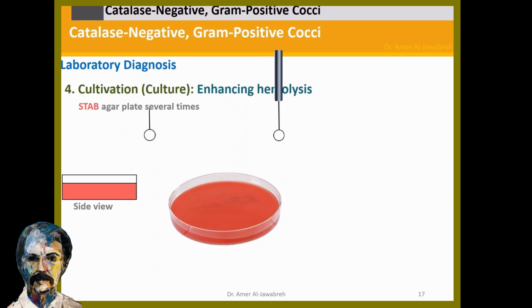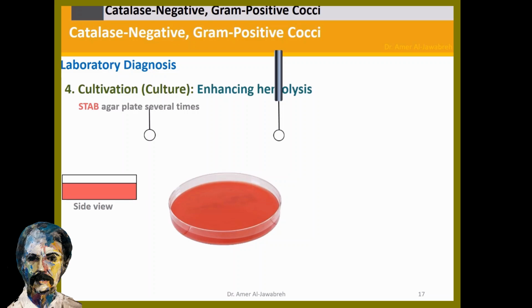Why? Because down below, oxygen is almost zero. So streptolysin O will work better than on the surface. Therefore, it will display the hemolysis better. That's a practice we do if we suspect strep. Stabbing the surface of the agar 2 times or 3 times.